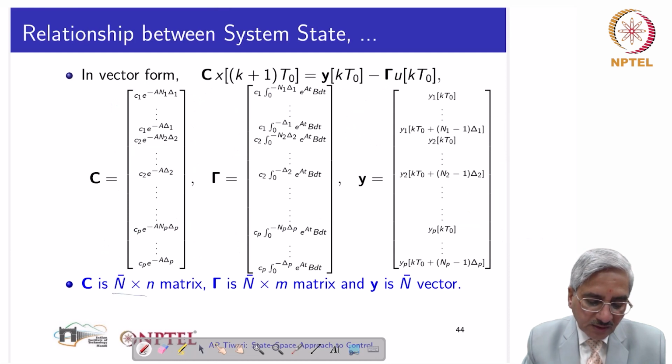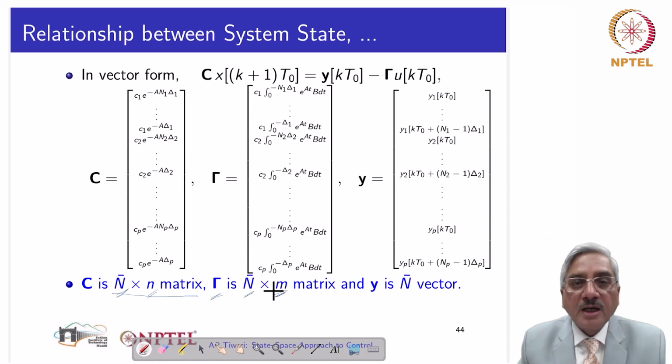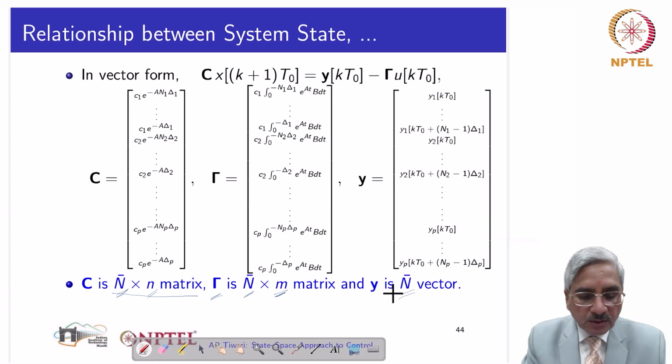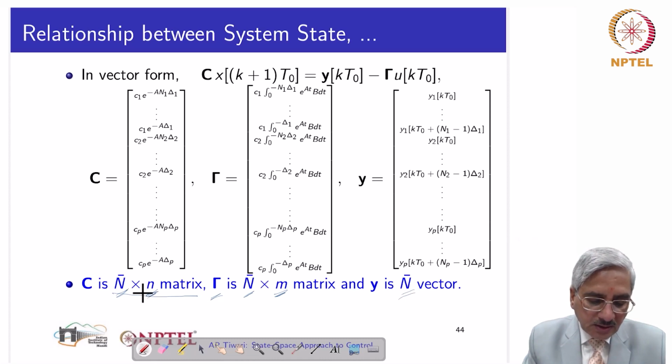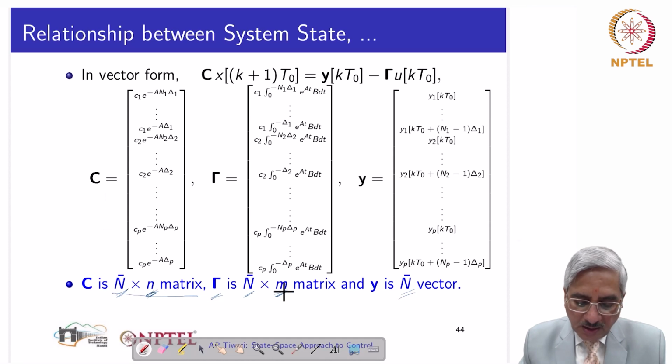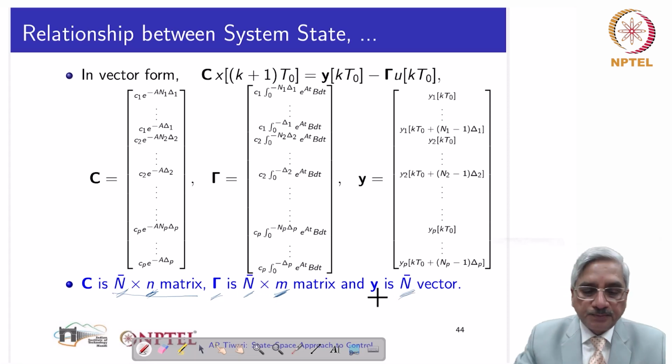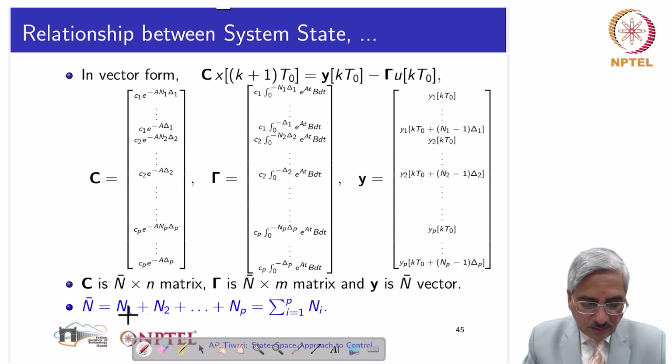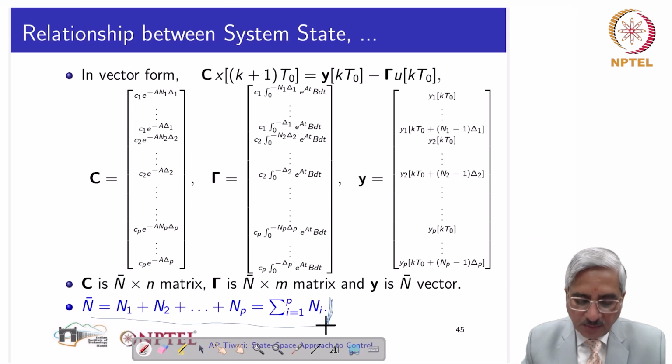Here it is written C is n bar by n. N bar is summation of all n1, n2, etc. N is system order. Gamma is n bar by m. M is number of inputs. And y is n bar. So all of them have n bar rows and different columns. C has n columns, gamma has m columns, and y has just one column. This is what I was telling, n bar is summation.